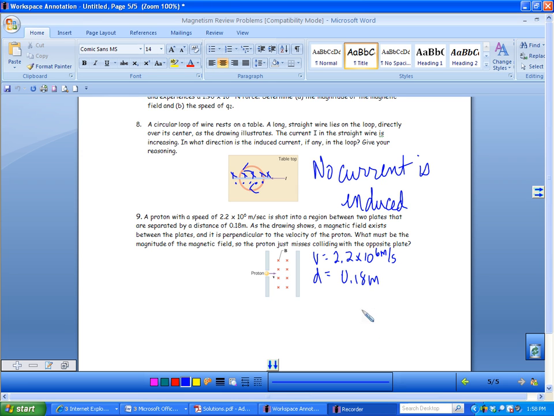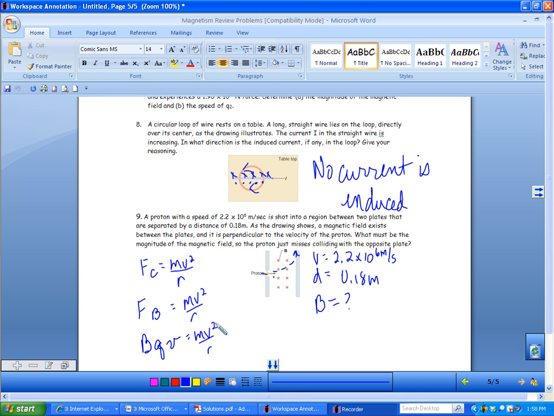And a magnetic field exists, and it's perpendicular to the velocity of the proton. How big is the magnetic field? So my proton will do something like that and just miss that plate right there. So I said, well, it's going to have some circular motion, so I know that there's going to be F sub c, and it's equal to mv squared over r. And that F sub c is supplied by the magnetic field F sub b. So BQV is equal to mv squared over r.